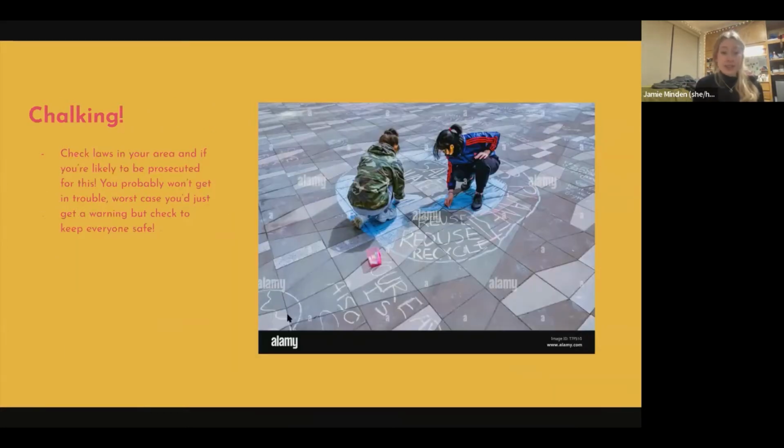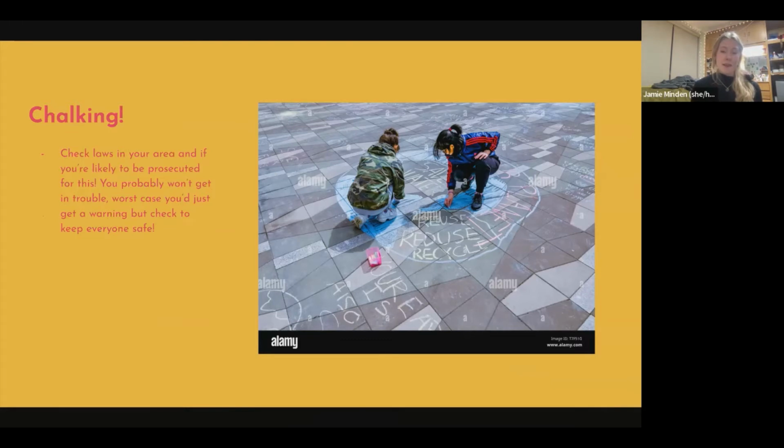So finally, a really easy way to get people engaged at your strike is to have chalk available. Definitely check local rules if you're worried about that, but usually, especially since we're kids, we probably won't get in really big trouble. But yeah, chalk is a really fun way to get people engaged.